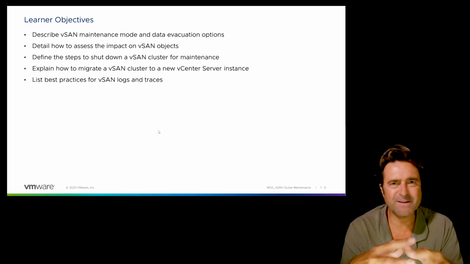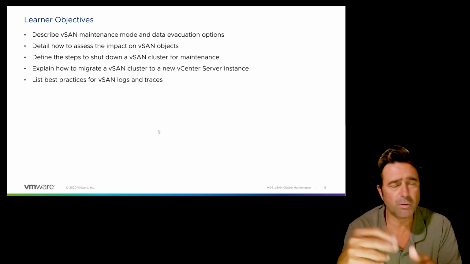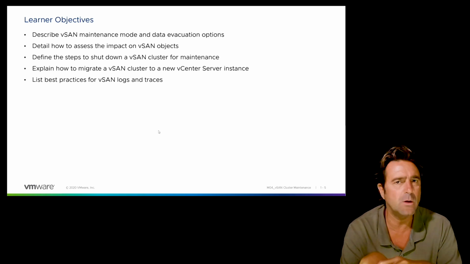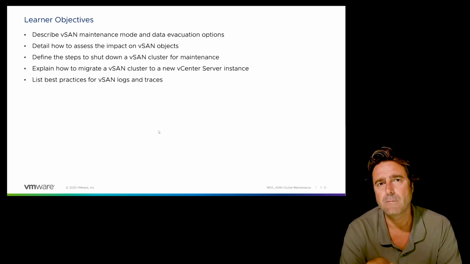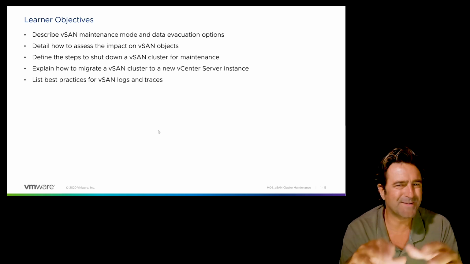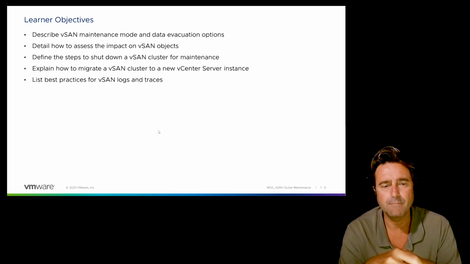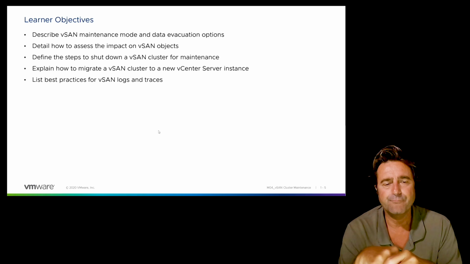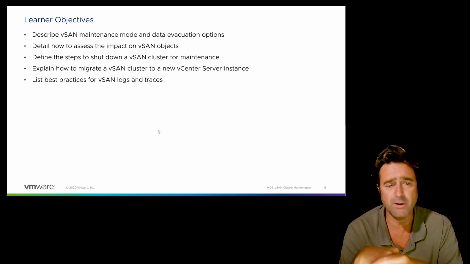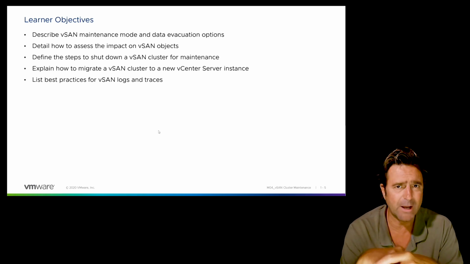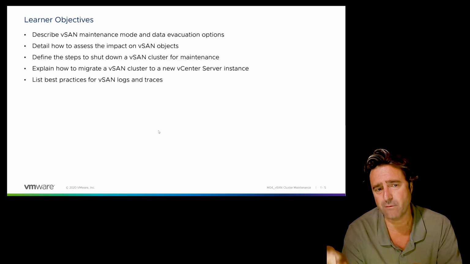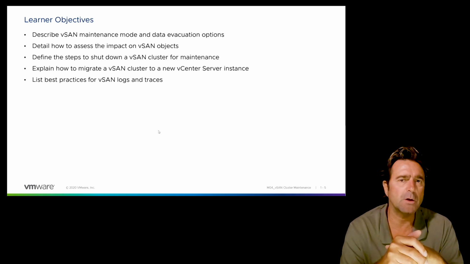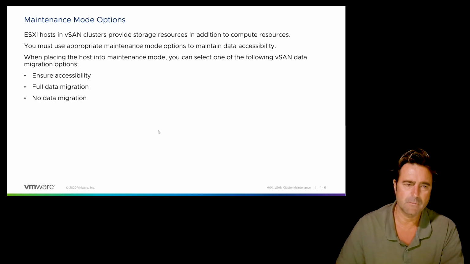If you've been working with vSAN for a while, you probably know that there are 3 choices: ensure accessibility, full data migration, and no data migration. We'll talk about all 3 and what is the difference of all 3. We'll talk about the right way of shutting down a host in your cluster. Also, we'll talk about how to migrate your cluster so it uses the brand new vCenter. And then finally, we'll talk about vSAN logs and vSAN traces.